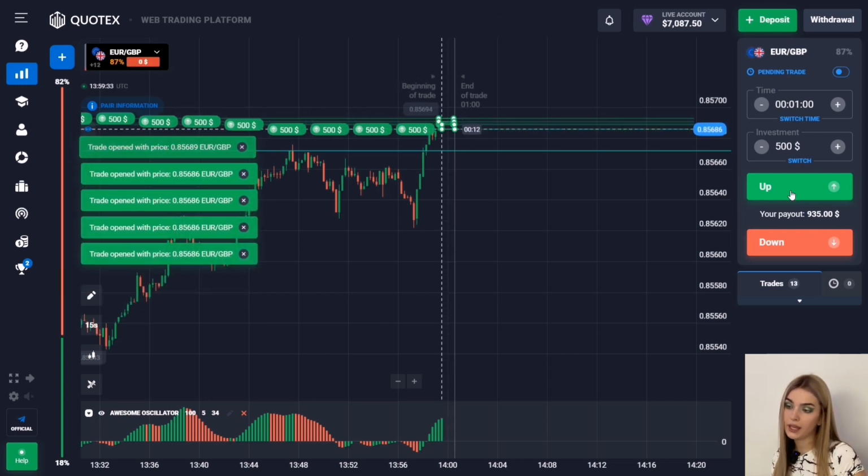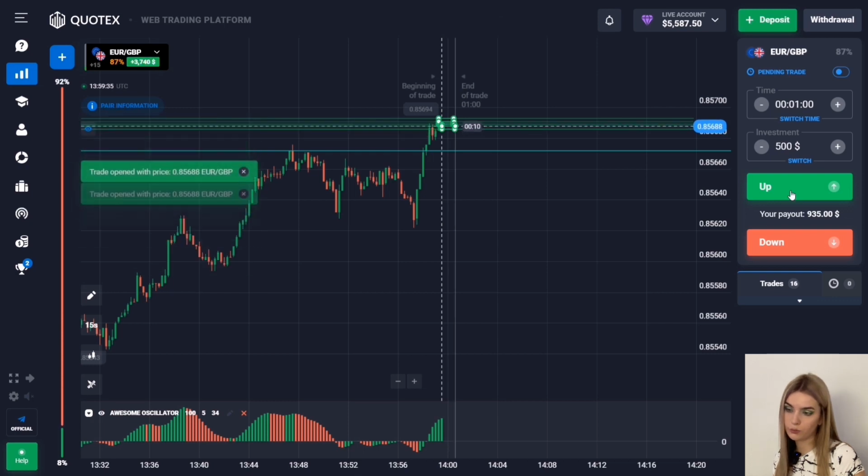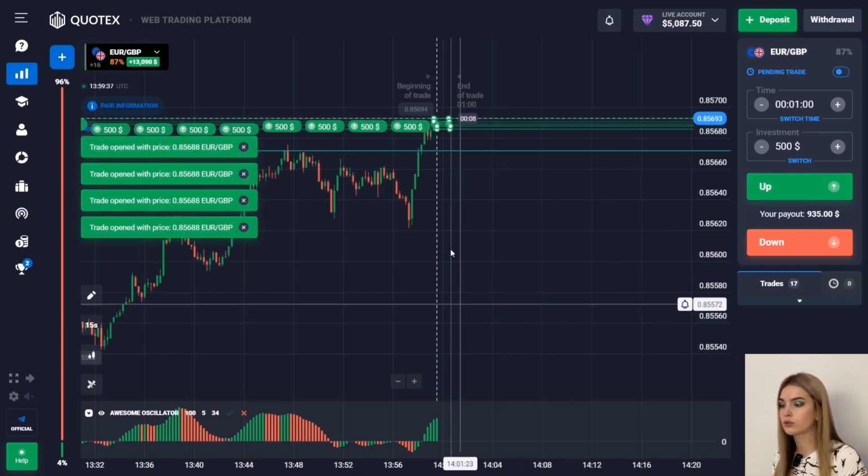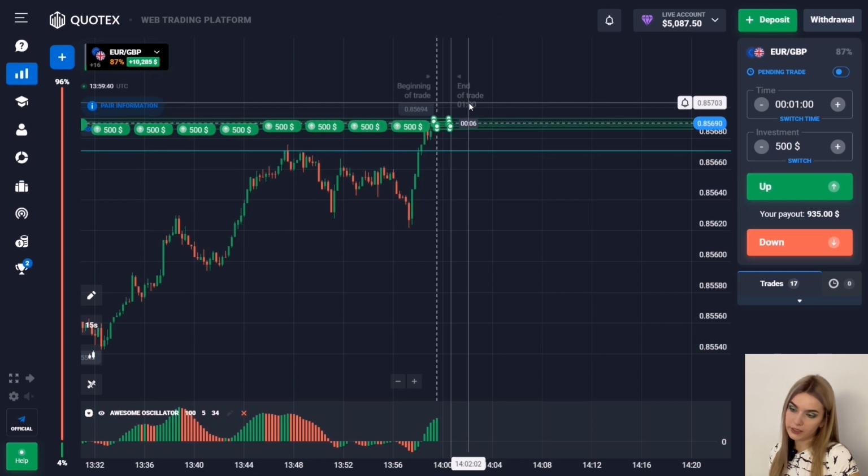for going up. At the same time we also see that a green histogram is being formed. The volumes are growing for an increase. I hope that in this situation 1 minute will be quite enough for us, guys. So let's wait for the result.